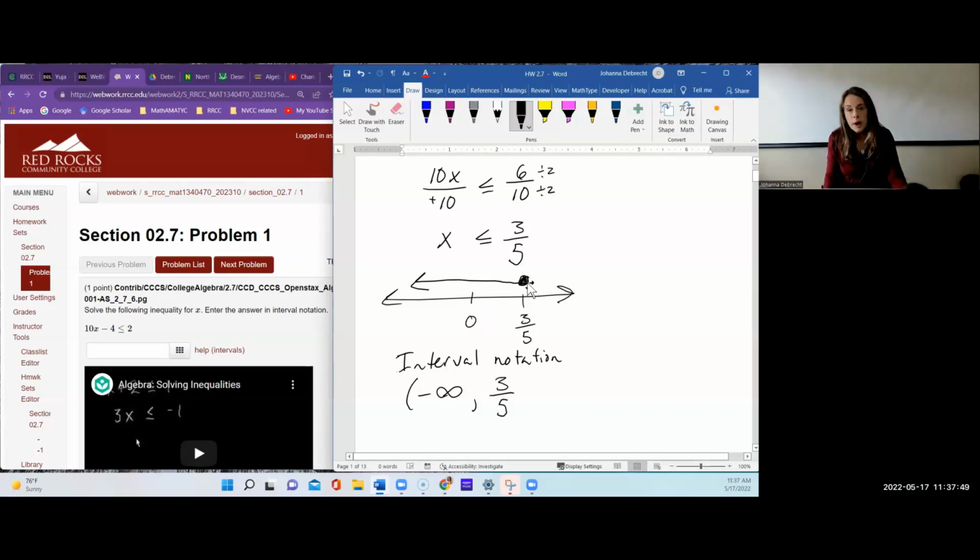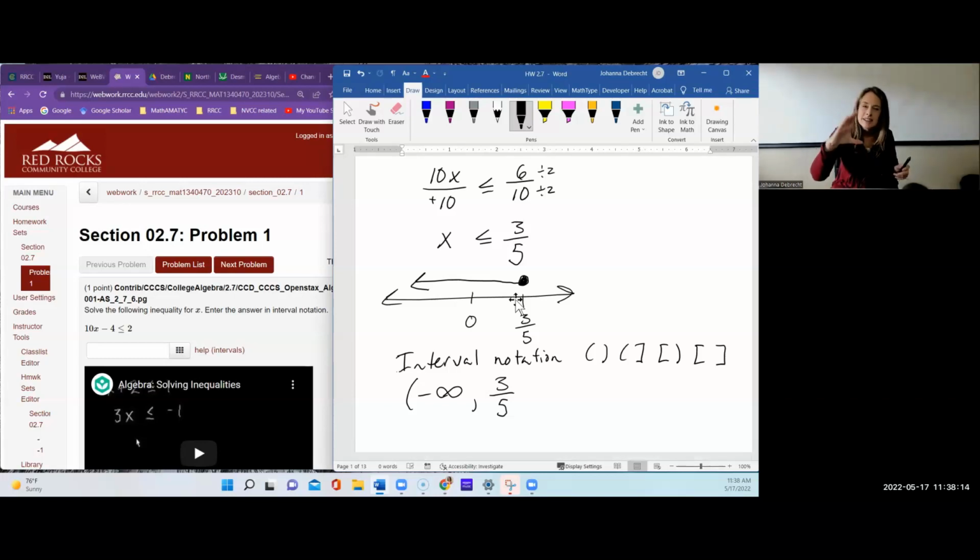Now, should we use a round parenthesis or a square bracket? Our options are round with a round, round with a square, square with a round, square with a square. So which one is it? Well, is it a solid ball or not? If it's a solid ball, it means it can be 3/5. So it actually can use the number 3/5.